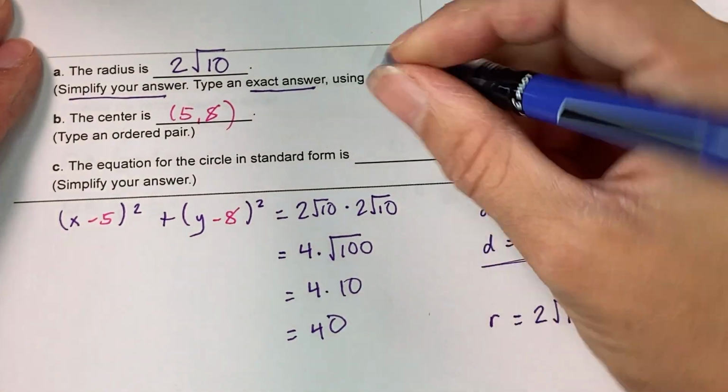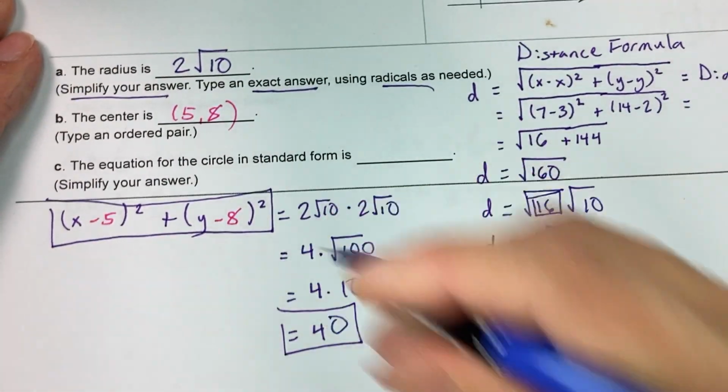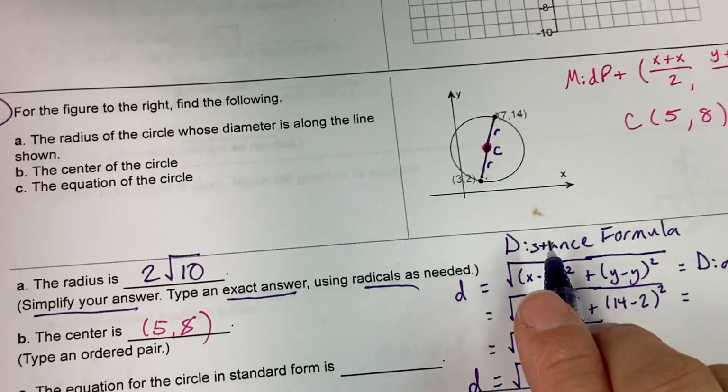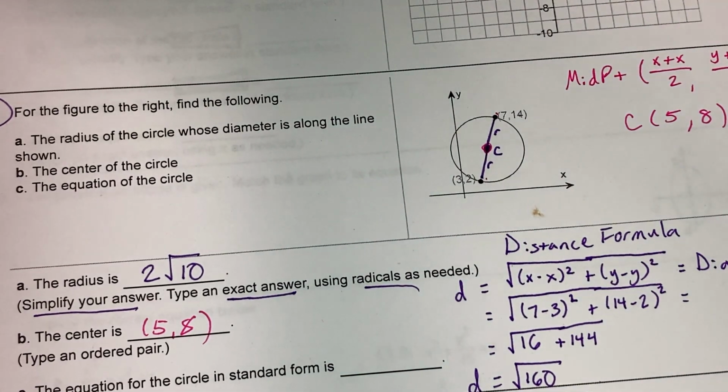So that would be the equation of my circle, this part and the equals 40. So that is how you can use both the distance formula and the midpoint formula to solve this. Now, if you didn't know the distance formula, which I sometimes have a hard time remembering, you also can use what you know about triangles.